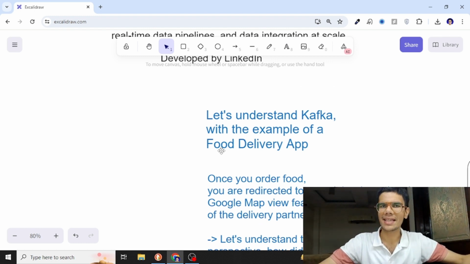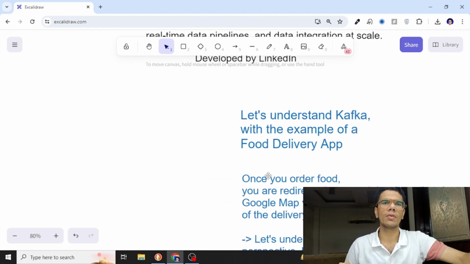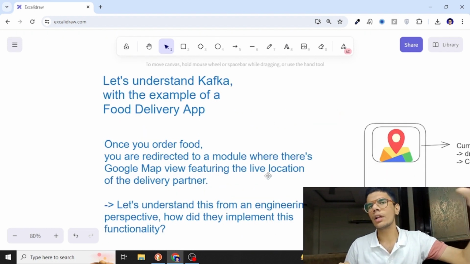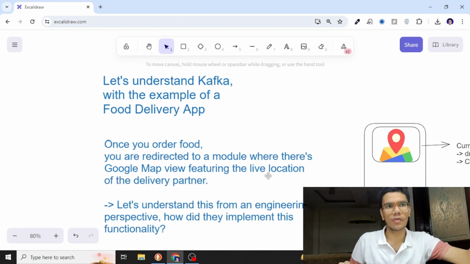In India, there is a very popular application called Zomato. You can compare it with Uber Eats or others, which are the global applications to order food and then it gets delivered. Once you order food, it redirects you to a module with a Google Map view featuring the live location of the delivery partner. So you get the real-time feed as well.